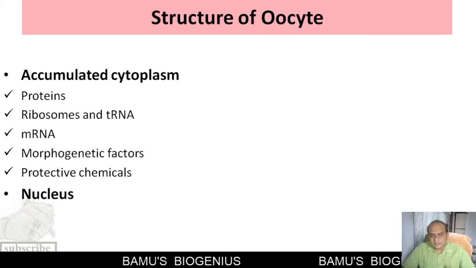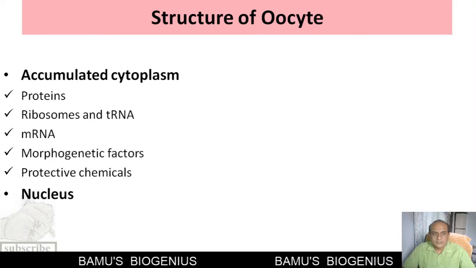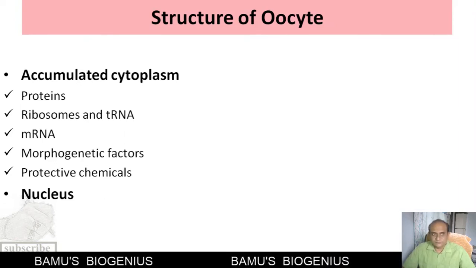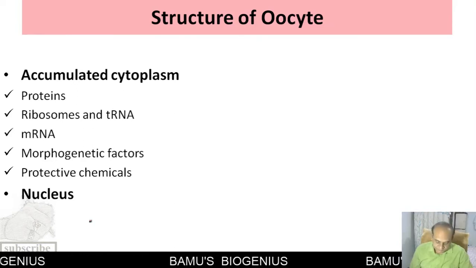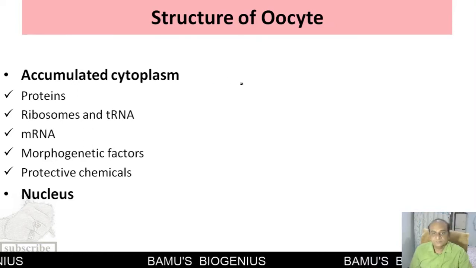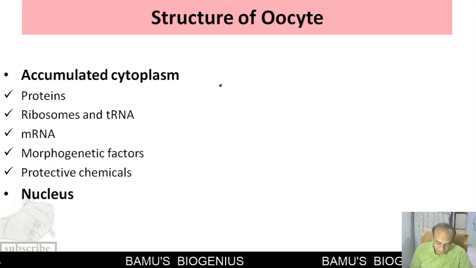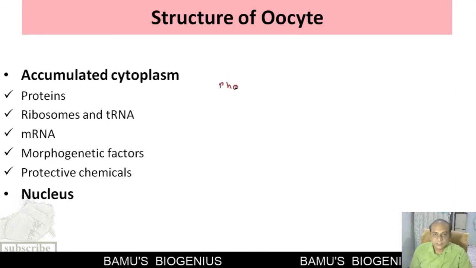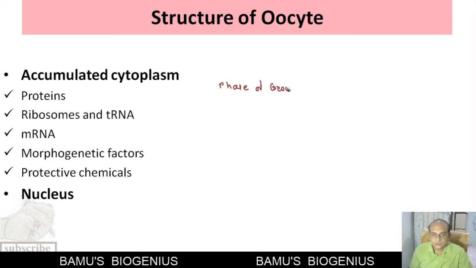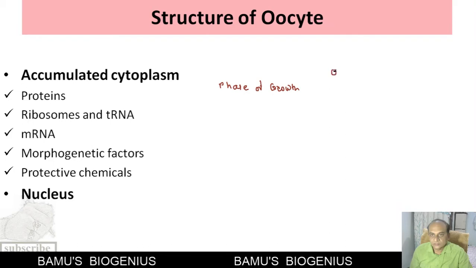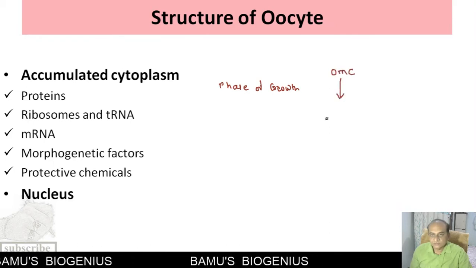Now, why is there such a drastic difference in size? That is because the oocyte accumulates cytoplasm. We know that during meiosis, a phase of growth is there, and in this growth phase, the oogonial mother cell undergoes growth and becomes a primary oocyte.